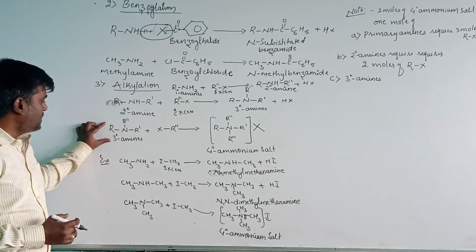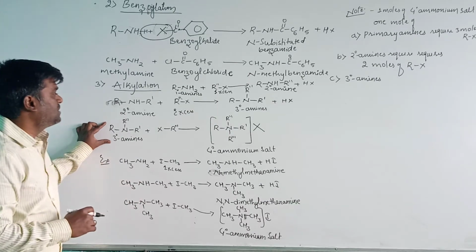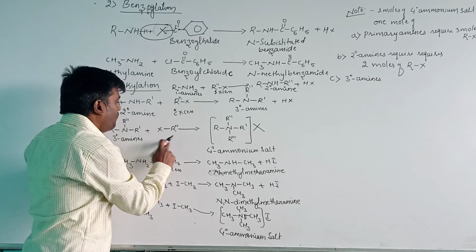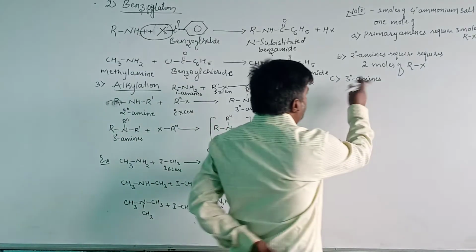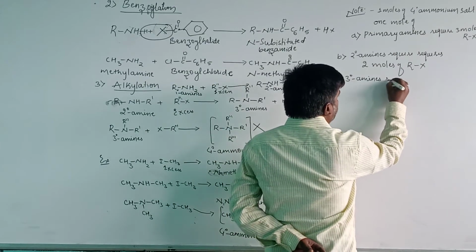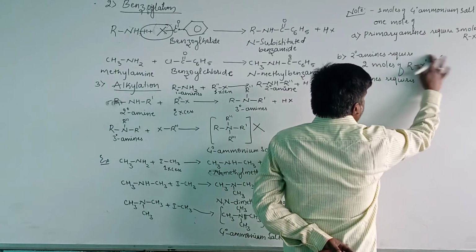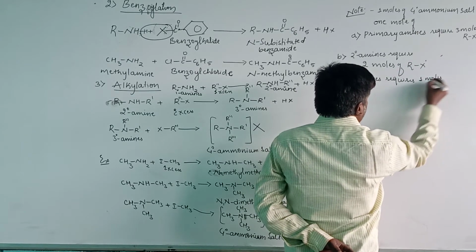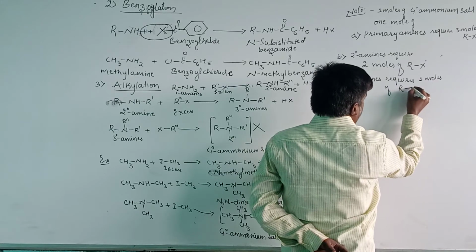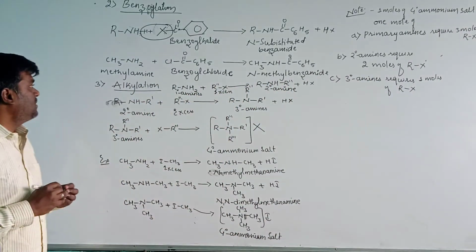With the help of tertiary amine, we are preparing the quaternary ammonium salt. It requires only 1 mole of an alkyl halide. That is, 1 mole of tertiary amine requires 1 mole of alkyl halide. These are important. And once again I will repeat here.